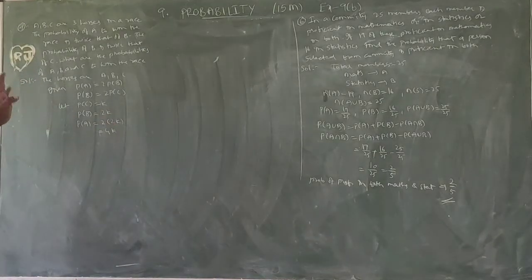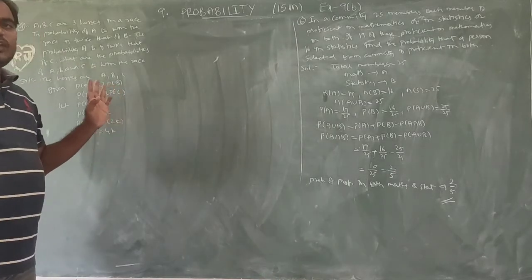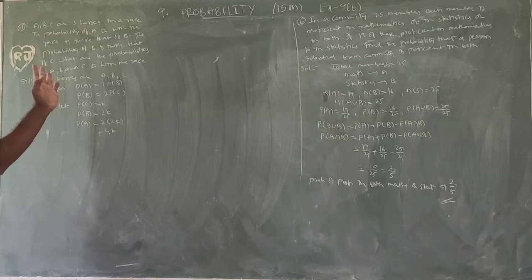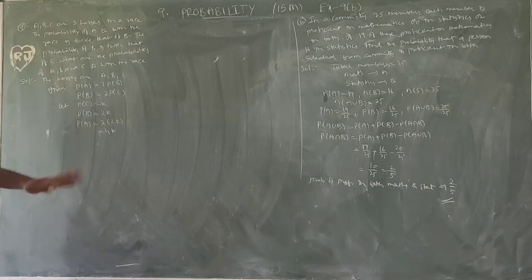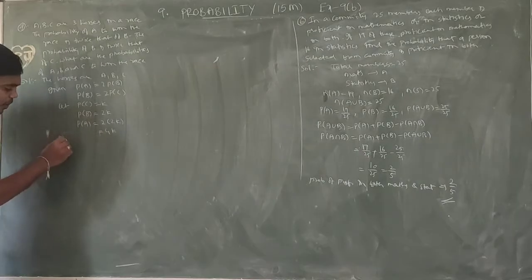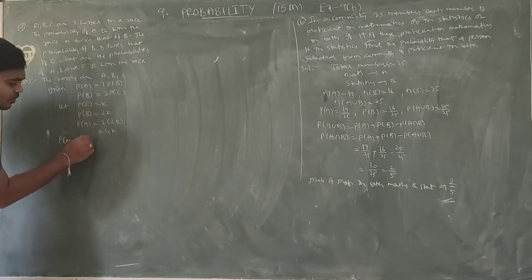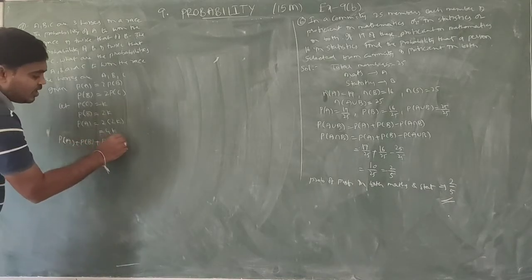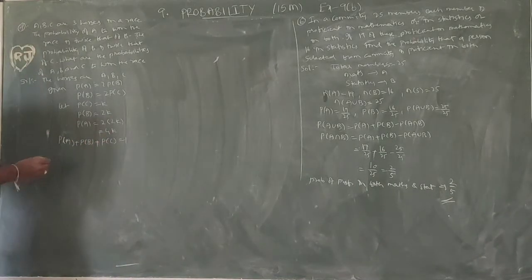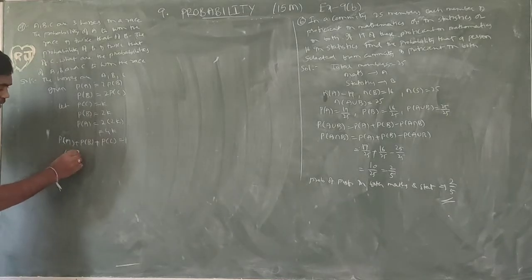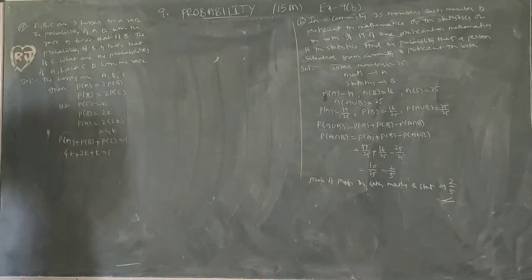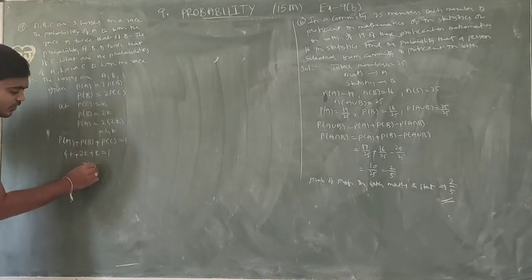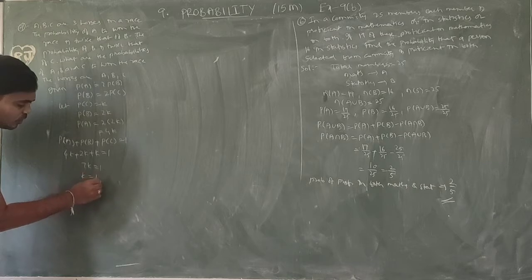So P of A, P of B, P of C. What we know, one of them should win definitely because only these three are participating in the race. So the sum of the probabilities is equal to 1. Total probability is always equal to 1. So P of A plus P of B plus P of C equal to 1. P of A is 4K, P of B 2K, plus K equal to 1. 4K plus 2K, 6K plus K equal to 7K equal to 1. K equal to 1 by 7.